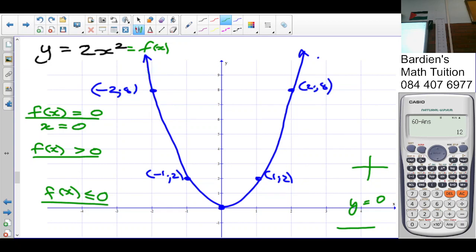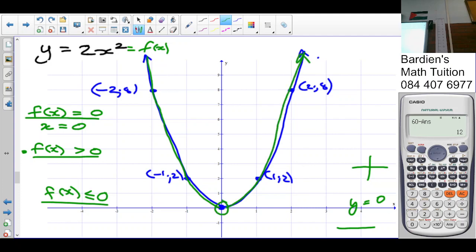For f of x more than 0, it is where f of x is positive, or the graph is positive. Is this graph part positive here? Yes, it must be more than 0. It's positive, positive, positive. Positive, yes? But here, would I include 0 there? Why not? It says greater than. It doesn't say equal to. Only greater than. So it's excluding that and including this here.